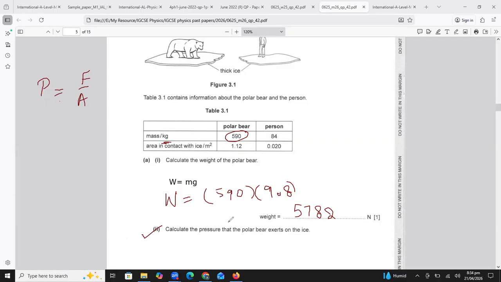So what is force here? Force is basically the weight of the polar bear. So weight of the polar bear is 5782, and the area with which it is making contact with the ice is 1.12. So, Abdul Rafiq, thank you, beta. So, after division, we are getting 5256.36 Pascal. All right, beta. So, pressure which the polar bear is exerting on the ice is 52.